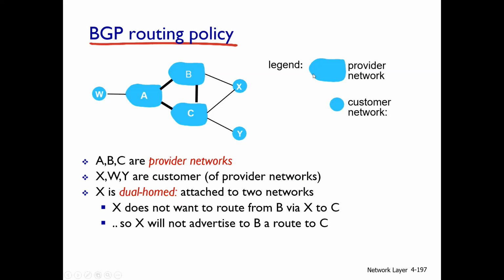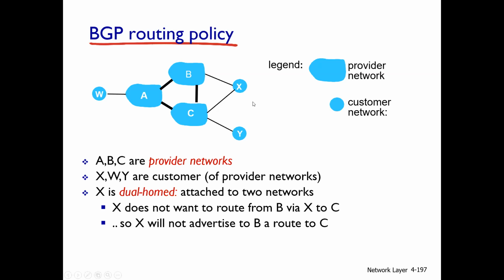Okay, so BGP routing policy. Now, this is very, very interesting and practical. Now here we've got two notations. One, for customer networks, you've got these round notations. So you've got three customer networks, X, W, and Y. And then you've got three provider networks. These are the ISPs A, B, and C.